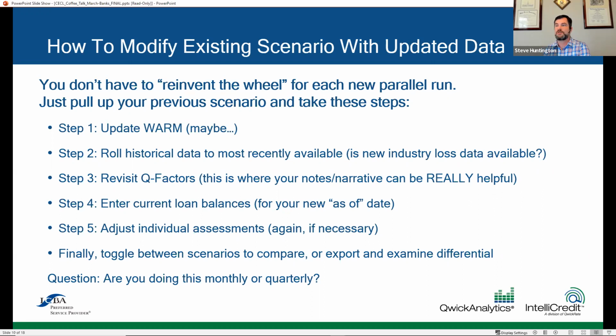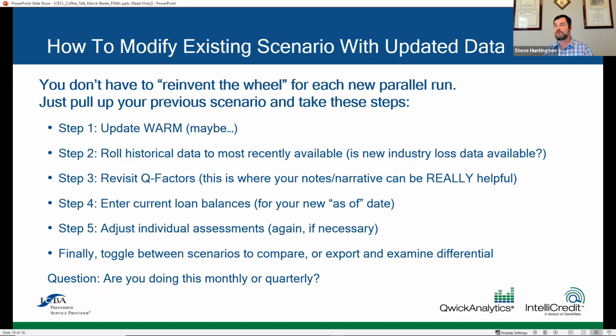The first step is, do you need to update your WARM calculations? Totally subjective at this point. It's a bit of a trial and error process. And what we tell people is, I would start by recalculating your WARMs on a quarterly basis. You certainly don't need to redo the entire WARM calculations on a monthly basis, because there's just not going to be enough movement in your portfolio to have any real significant change in the WARM calculations month to month. So I would start by doing it quarterly.